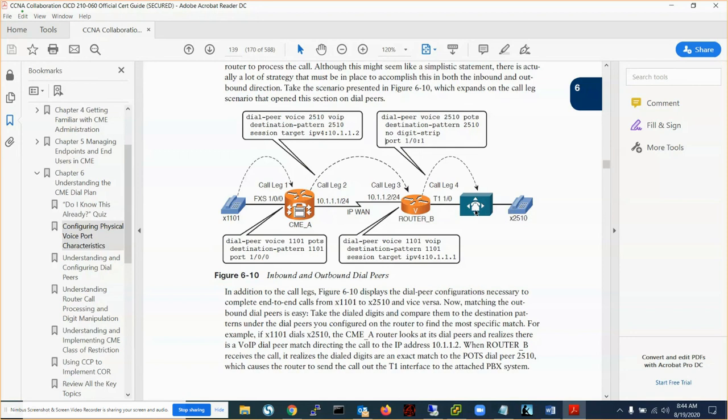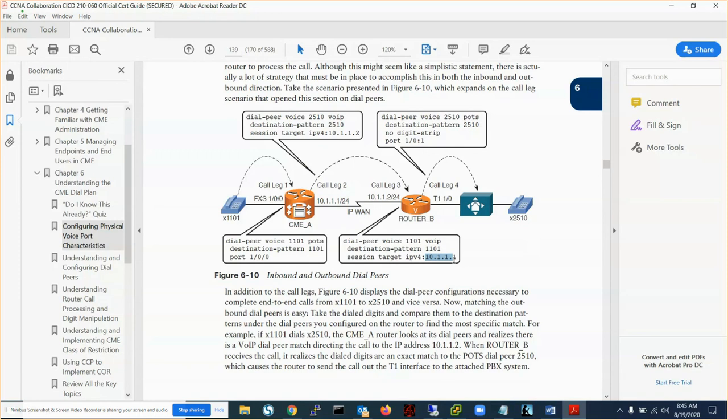And then on the router, you put a dial pair 1101 and you tell it anytime a person calls 1101, send it to this IP address. And that's the IP address of the CME. So you're on this other site and you call 1101, the router sees the call and sends it to this IP address, the CME. When the CME receives it, the CME will say, okay, I received the digits 1101.